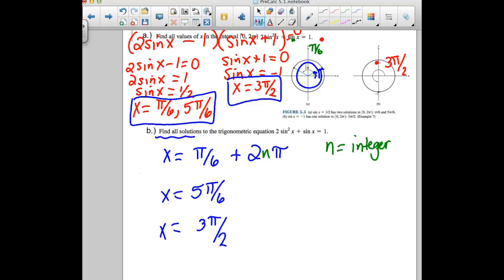So we've got our solutions being x equals pi over 6 plus 2n pi. We have 5 pi over 6 plus 2n pi. And we have 3 pi over 2 plus 2n pi.